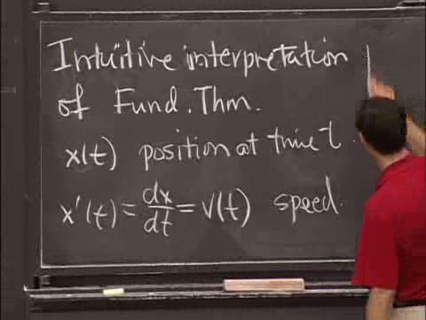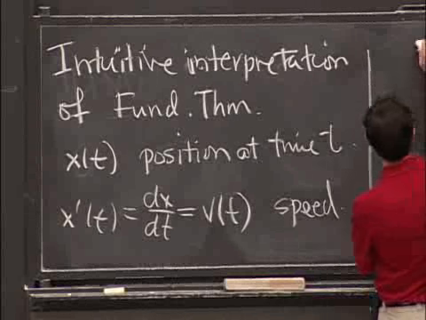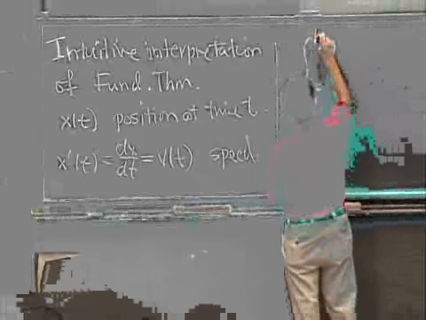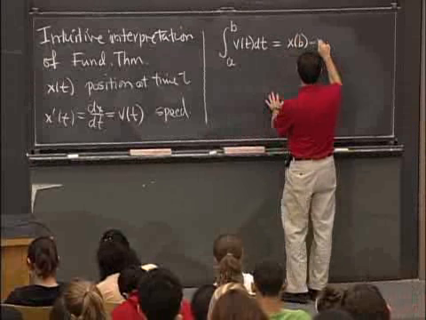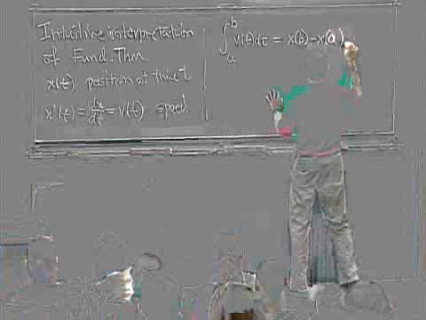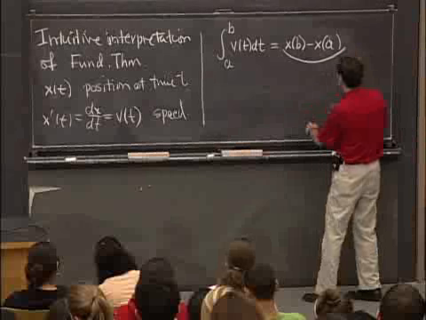And then what the theorem is telling us is the following. It's telling us the integral from a to b of v of t dt, so reading the relationship, is equal to x of b minus x of a. And so this is some kind of cumulative sum of your velocities. So let's interpret the right-hand side first.